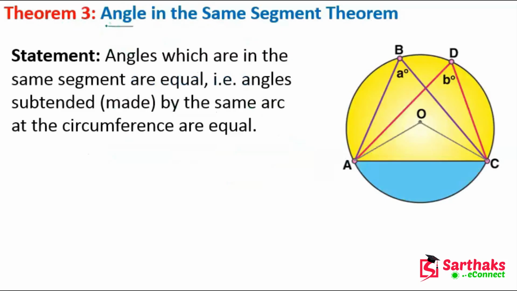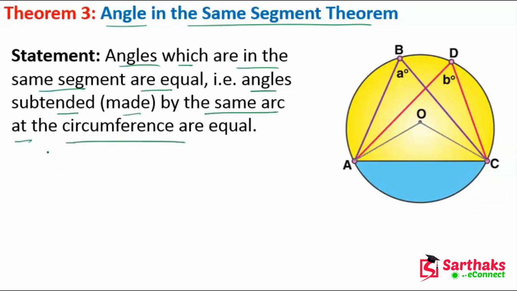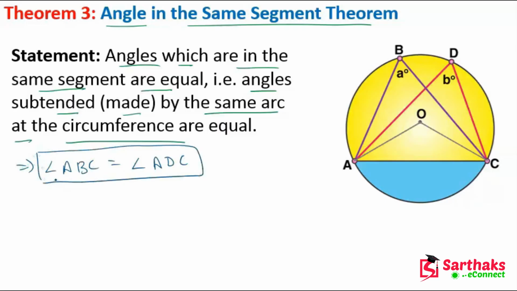Theorem number third, the angle in the same segment theorem. This theorem states that angles which are in the same segment are equal, that is, angles subtended or made by the same arc at the circumference are equal. So according to this statement, we can say that angle ABC is equal to angle ADC.